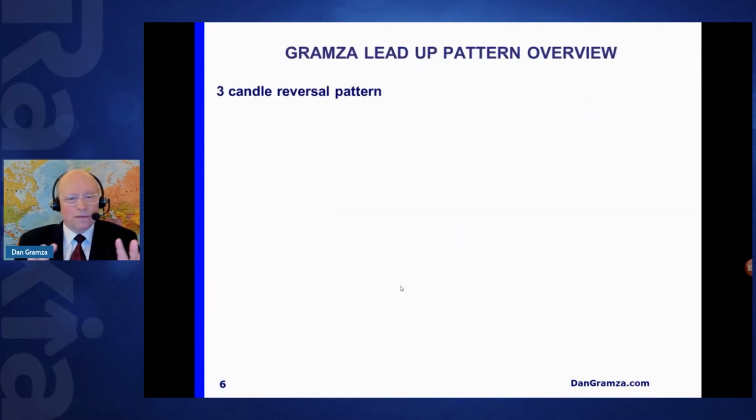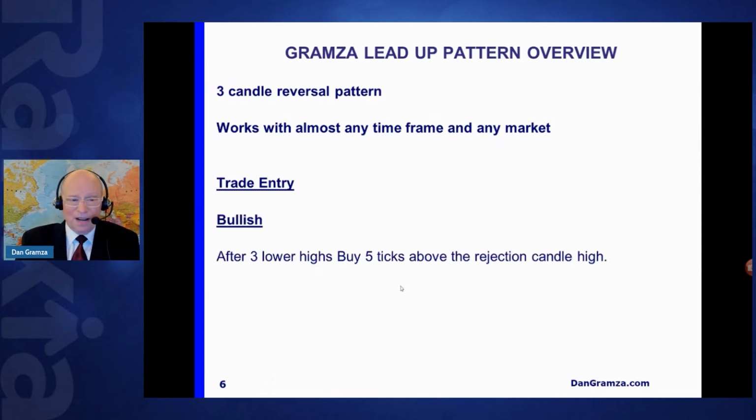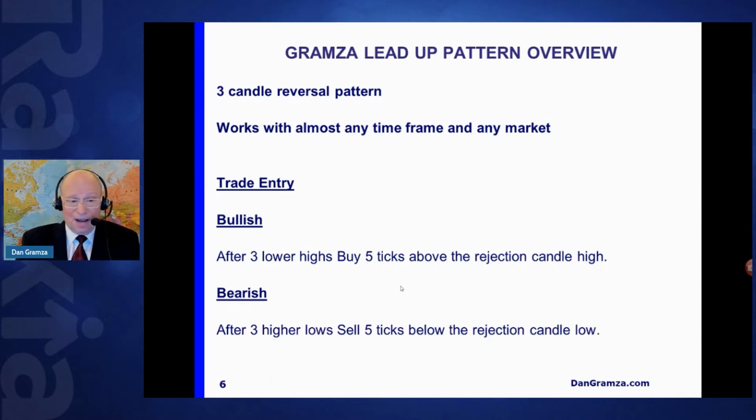Let's do an overview. I want to give you a broader point of view of some of the characteristics you should be thinking about as we go through this concept. Well, first, it's a 3-candle reversal pattern. It works with almost any time frame in any market. The trade entry for a bullish rejection pattern, after 3 lower highs, you're going to buy 5 ticks above the rejection candle high. For bearish, after 3 higher lows, you're going to sell 5 ticks below the rejection candle low.